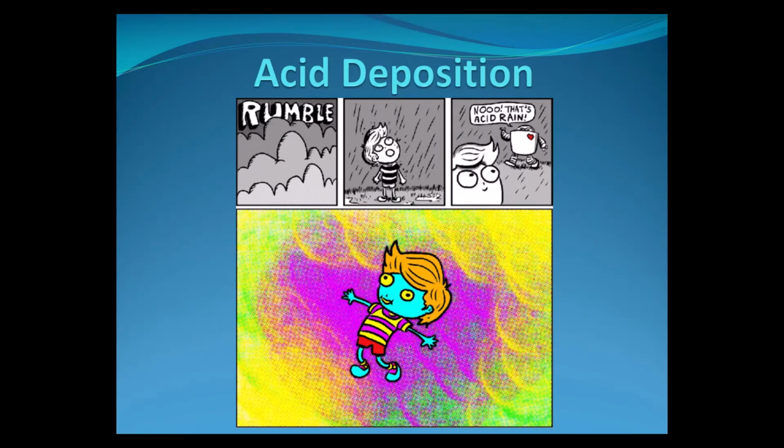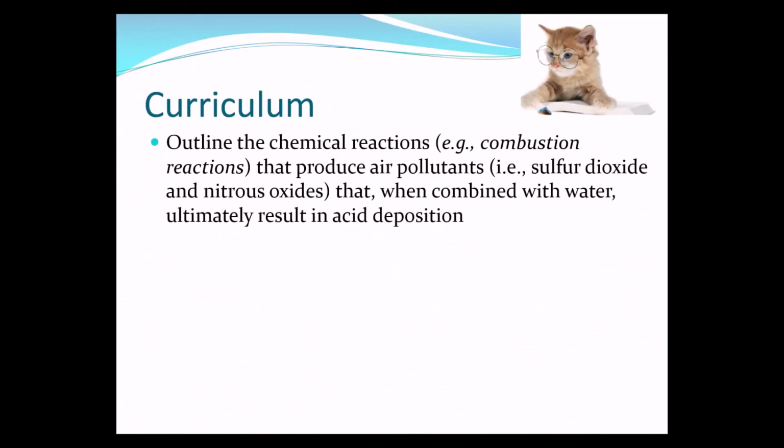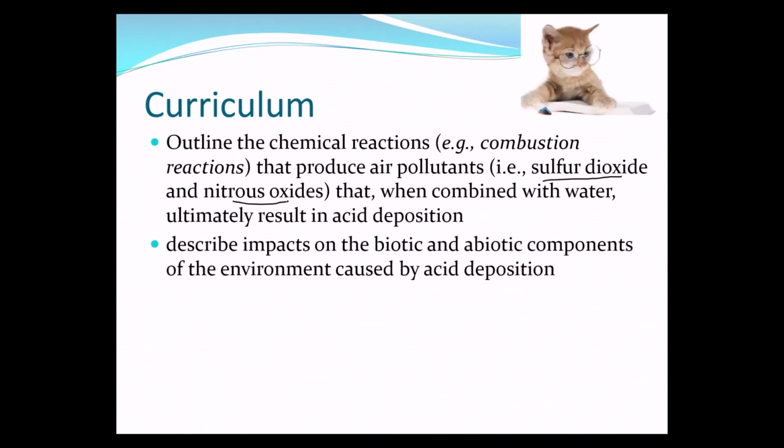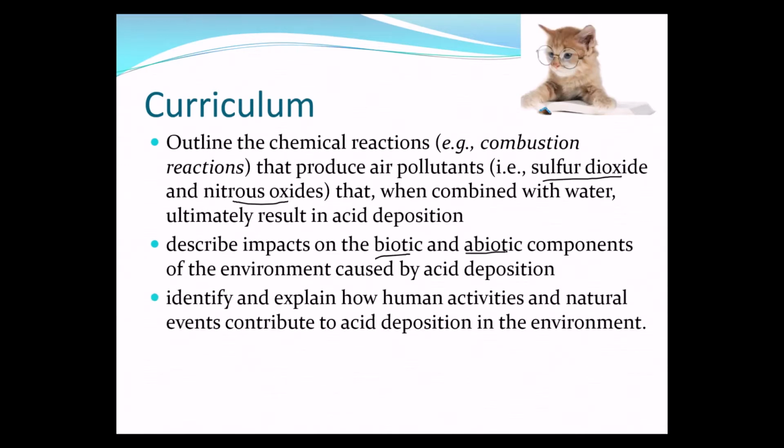Okay, so we're going to be learning about acid deposition today. So it's got a lot of curriculum points. Outline chemical reactions that produce air pollutants. So sulfur dioxide, nitrous oxide, these are the two that we're going to focus on when combined with water. Describe the biotic and abiotic components, so there are some key terms that you need to know. And identify and explain how human activities and natural events contribute to acid deposition in the environment.